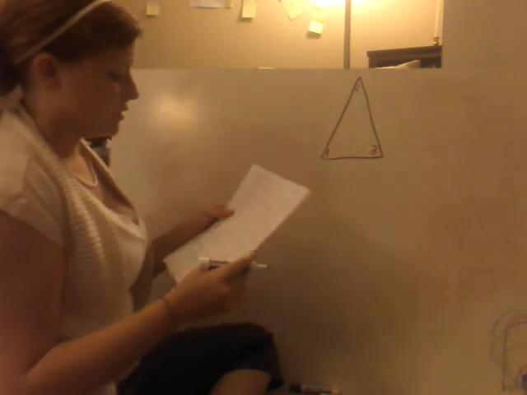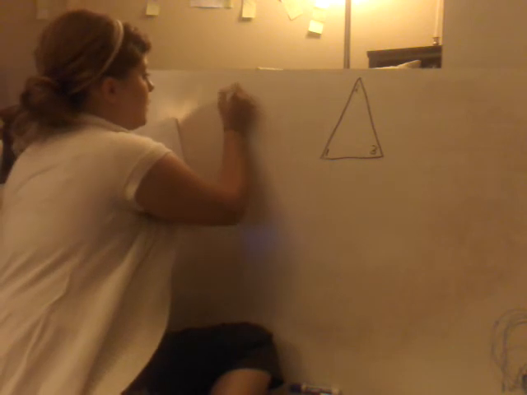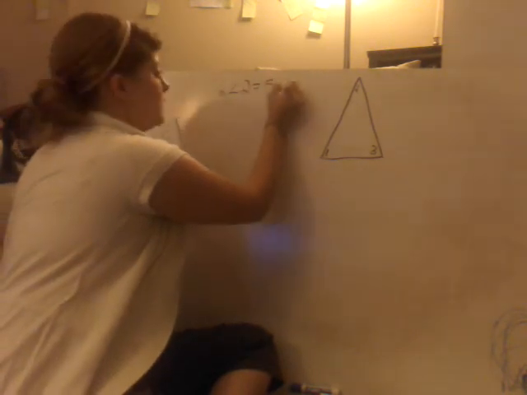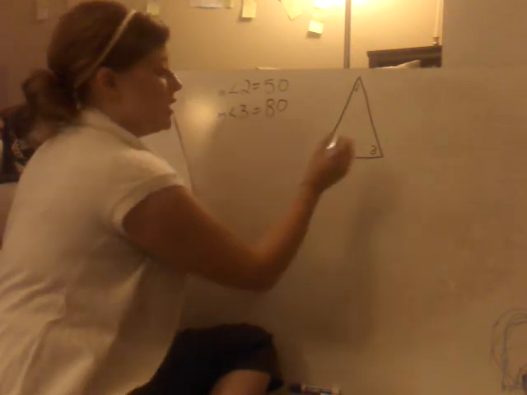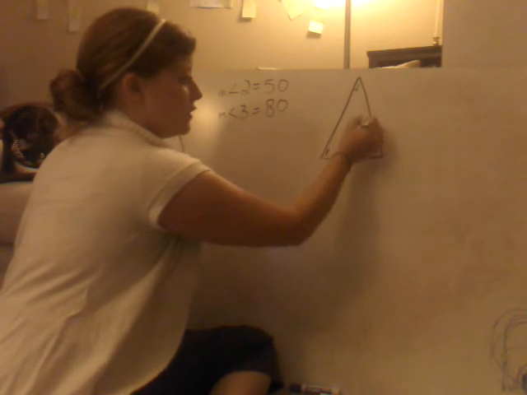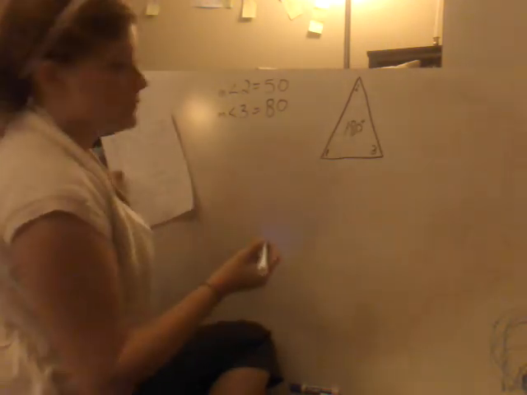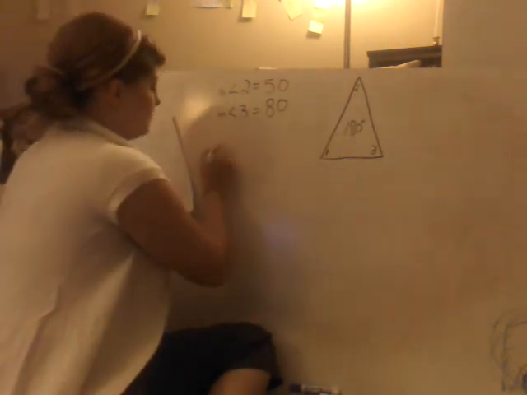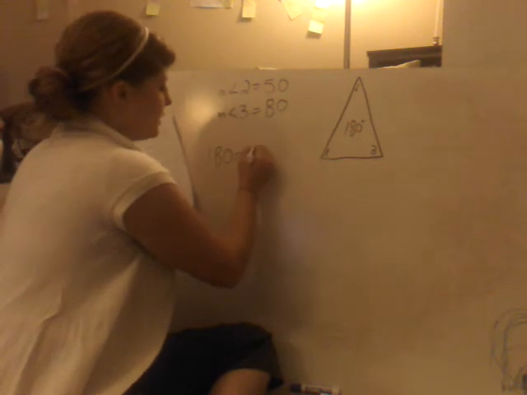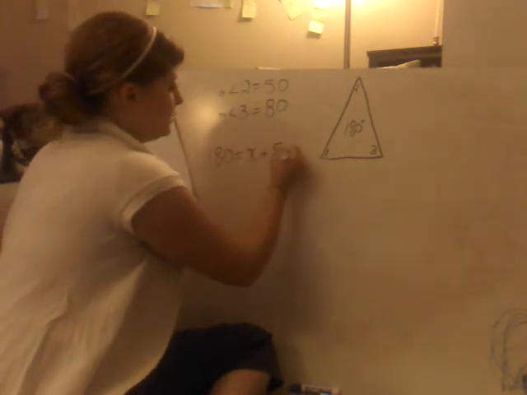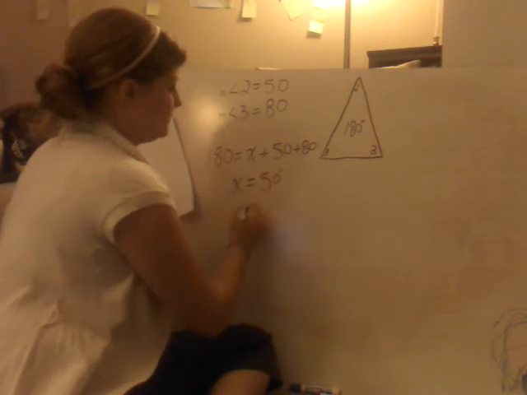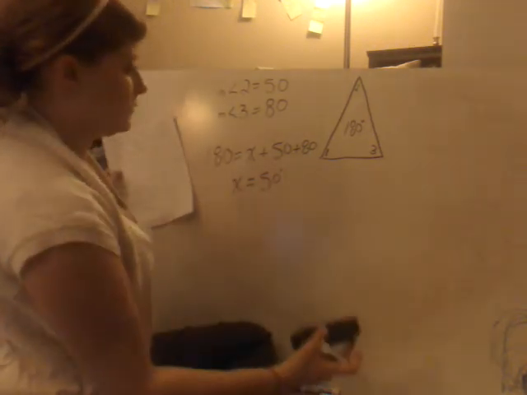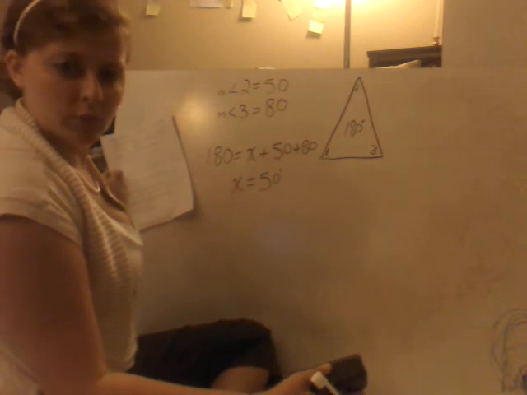So, it tells me for number 6 that the measure of angle 2 equals 50. The measure of angle 3 equals 80. Now we know that a triangle is always 180 degrees total. So I just take my 180 minus my 2 angles. So I've got my 180 equals X plus 50 plus 80. So my missing angle is 50 degrees. And that's all. Good, good, good.